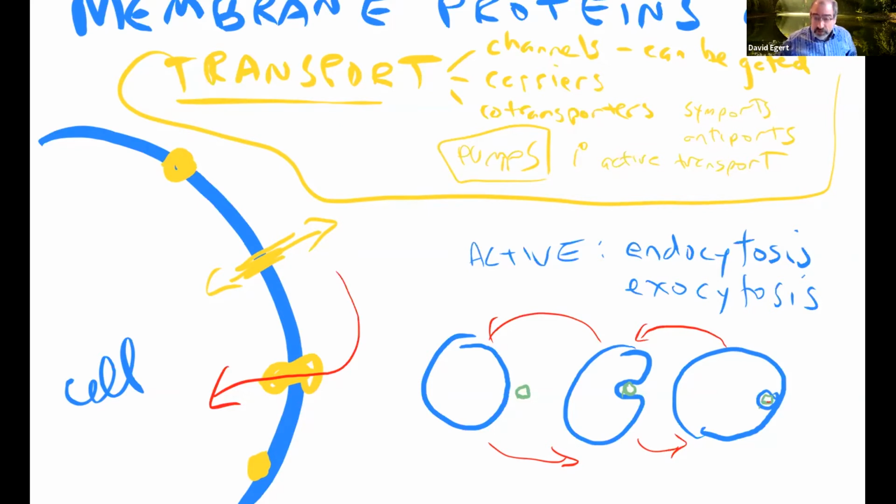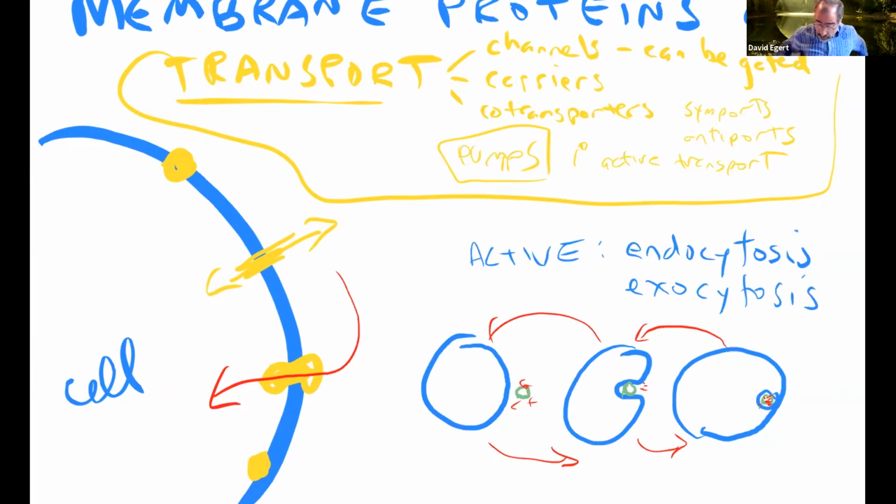So this is how you can bring things into a cell. It can also be how we're going to release neurotransmitters and hormones. You make the neurotransmitters, they're stored in little vesicles, and you do exocytosis, and now they are being spit out in the synapse between the neurons.